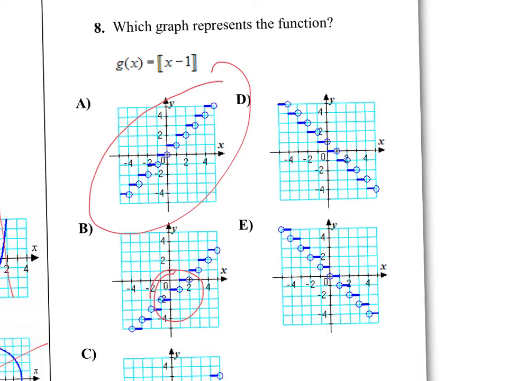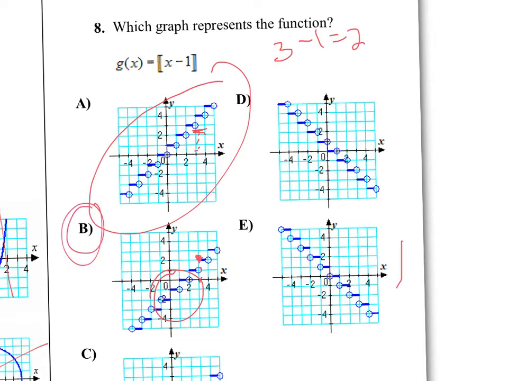Oh, those aren't right. They flip directions here, and they shouldn't. It should always stay the same side. If we check a number, let's check a 3. If I put in 3, minus 1 is 2, so the integer would be 2. So if I put in 3, the answer should be 2. That can't be that one, can it? Oh, there it is. So it is B.